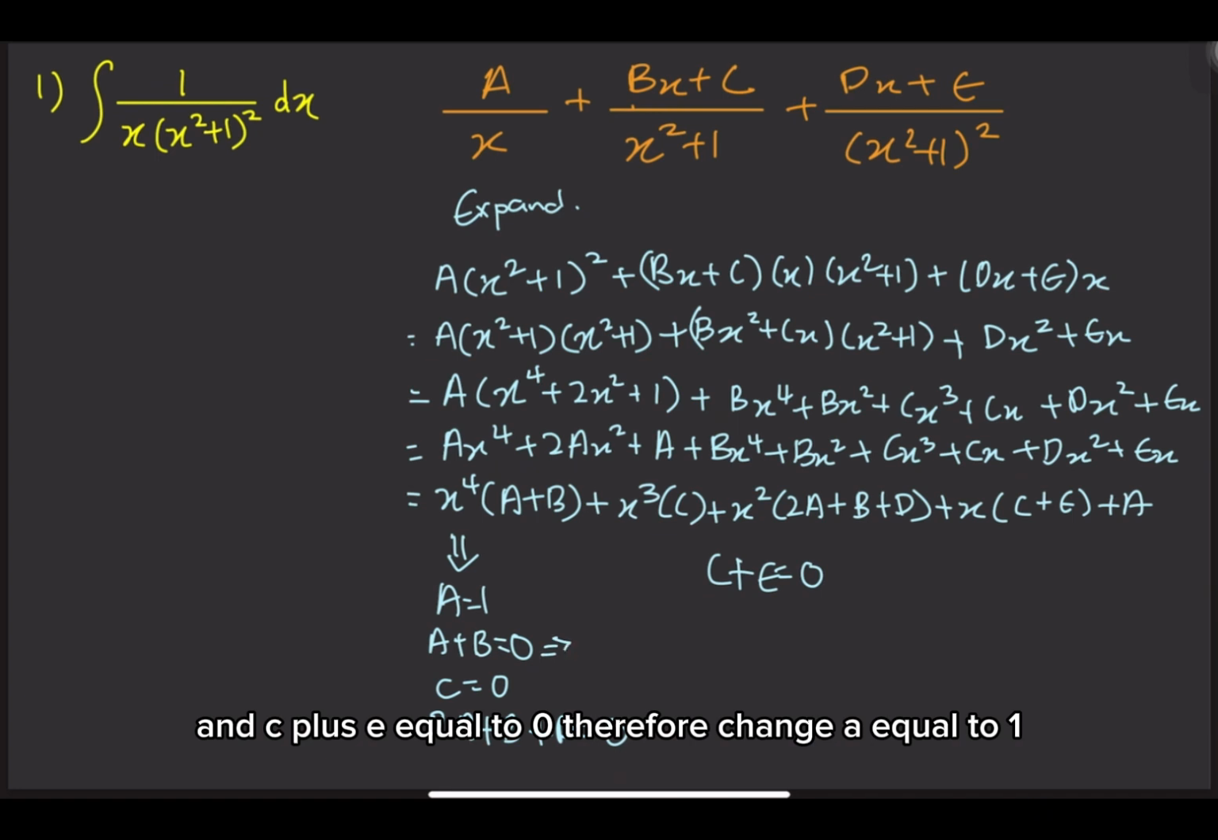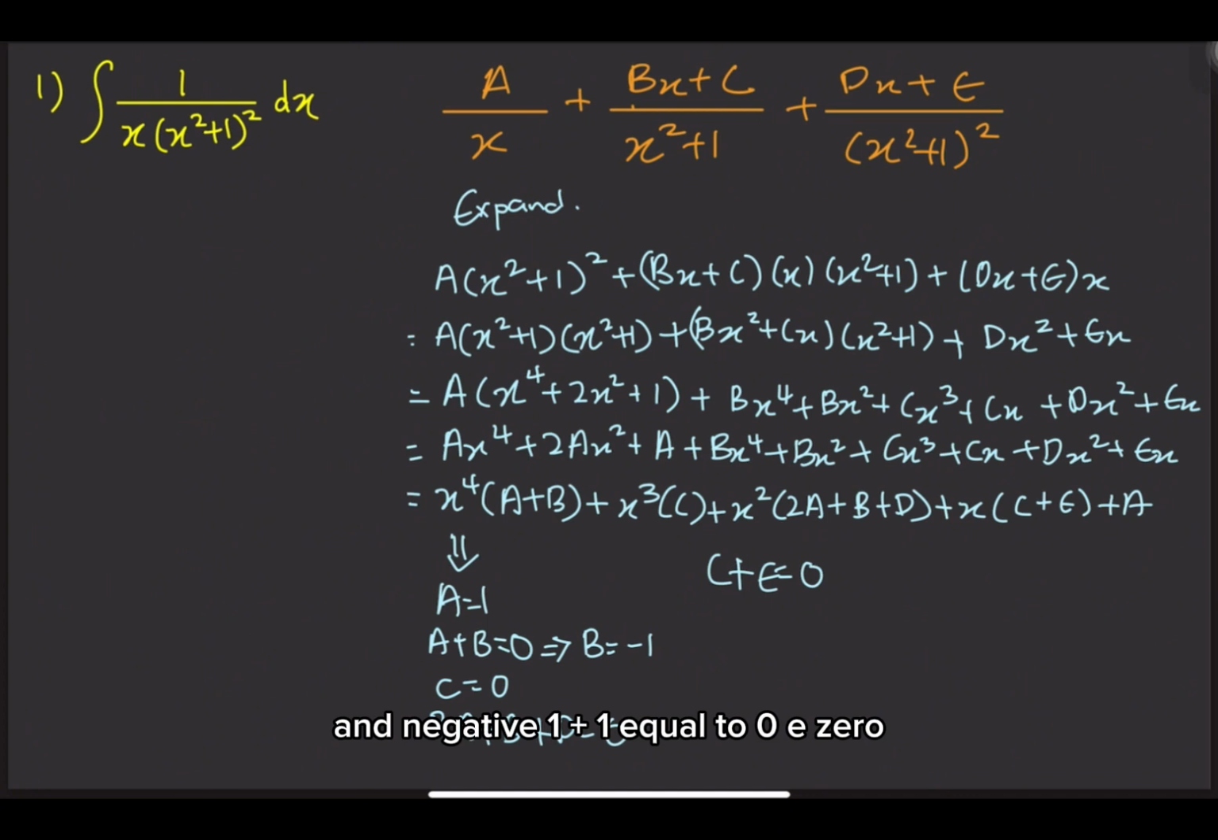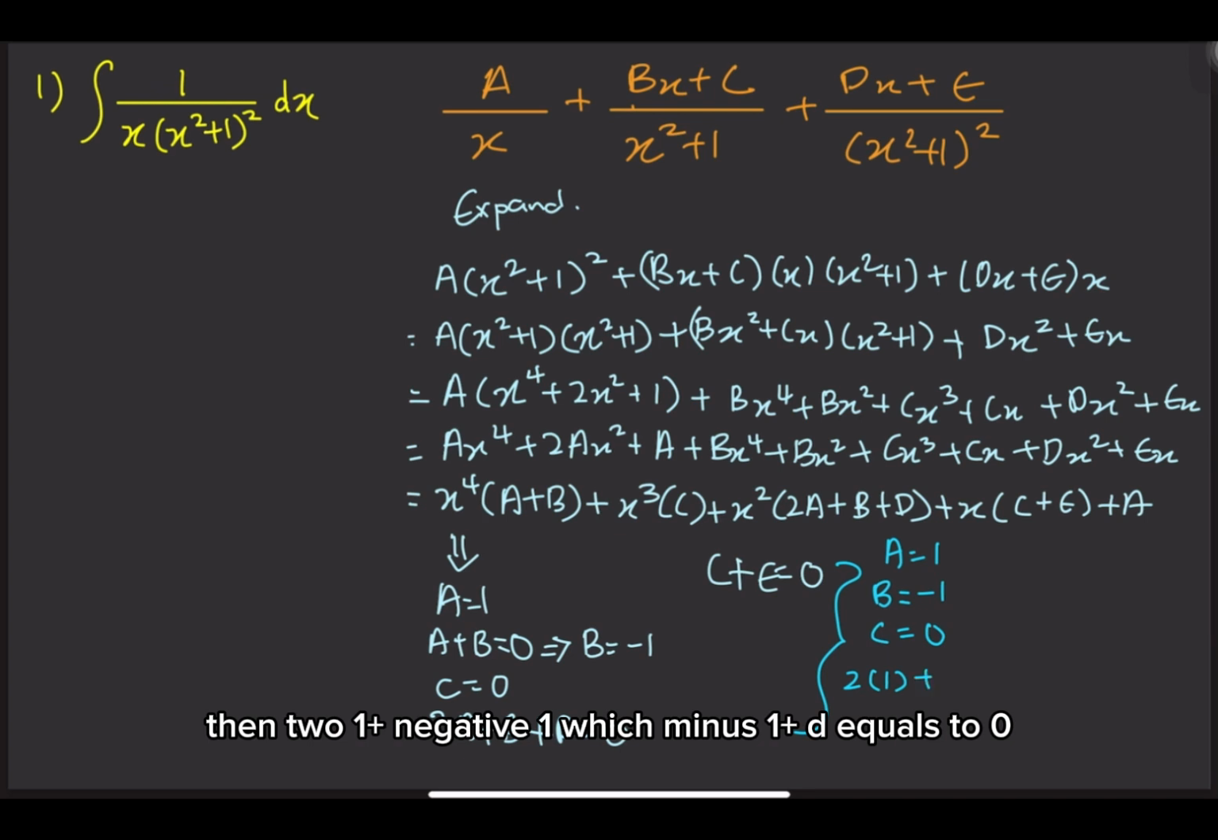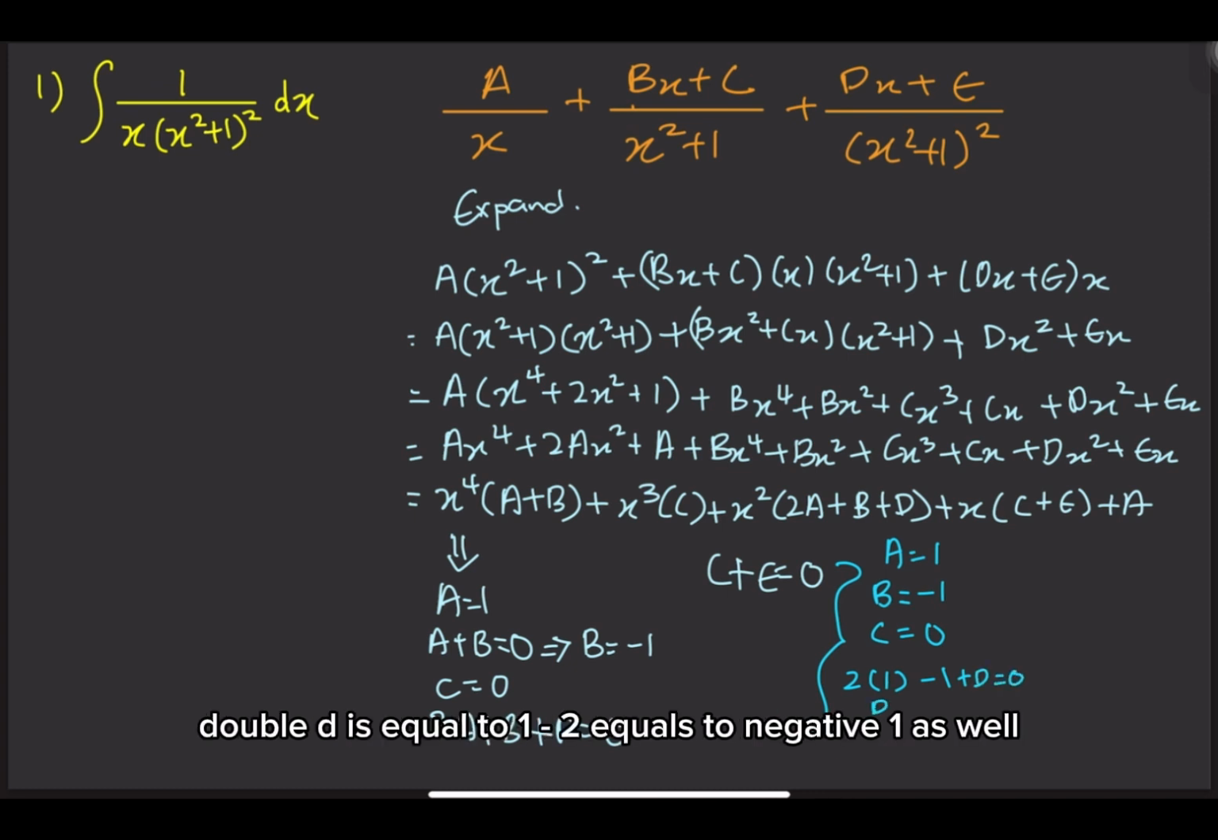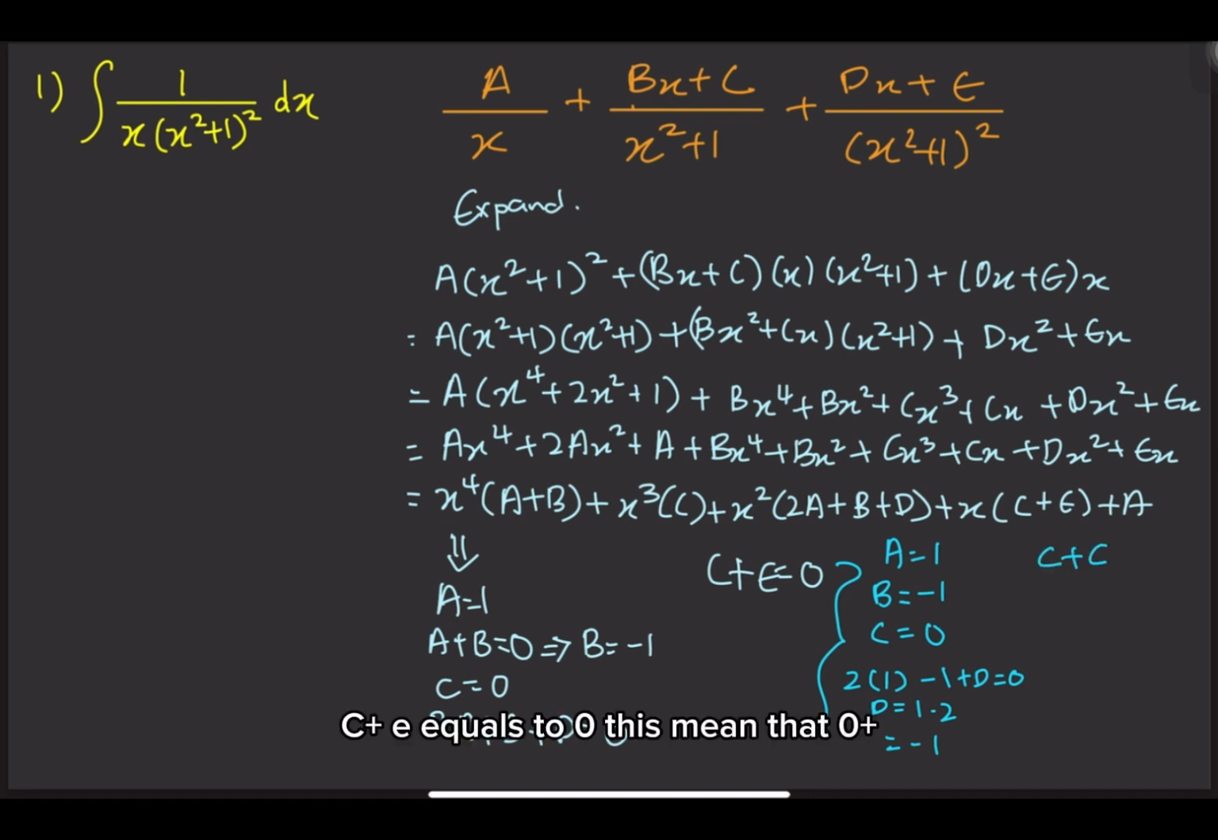Therefore, since A equal to 1, B equal to negative 1, since negative 1 plus 1 is equal to 0. C is 0. Then 2 times 1 plus negative 1, which is minus 1, plus D equal to 0. Therefore, D is equal to 1 minus 2 equal to negative 1 as well. And C plus E equal to 0. This means that 0 plus E equal to 0 and E is equal to 0.